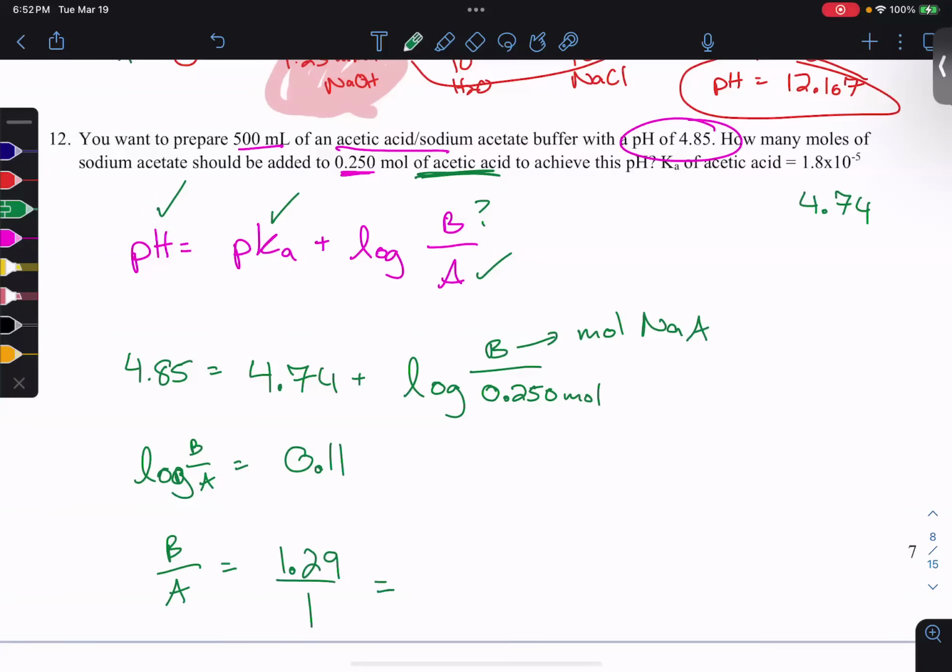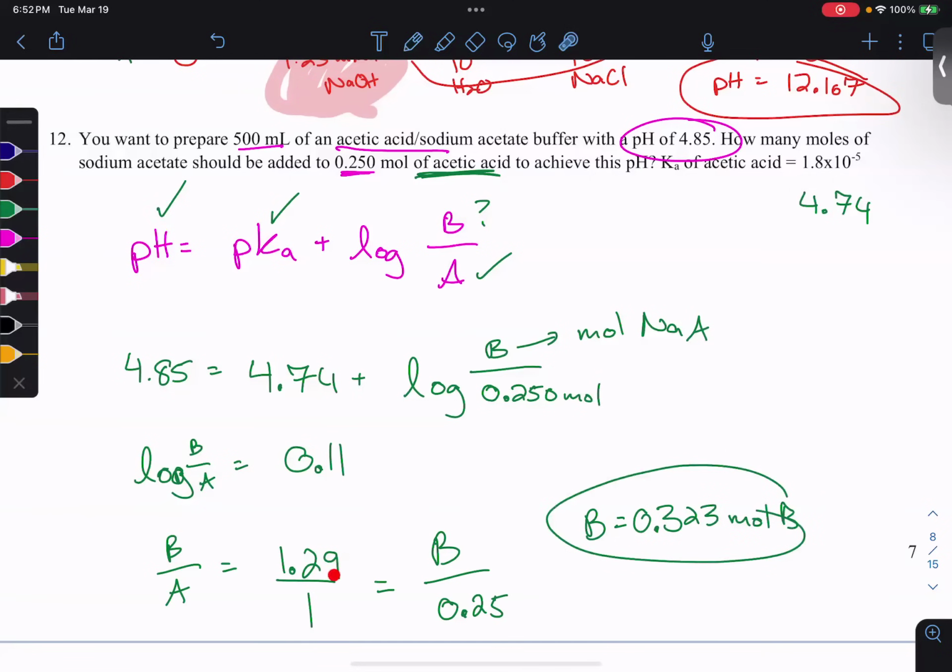So if you just use a ratio, base over acid, where we know acid is 0.25, for the base we need to add a little bit more, 0.323 moles of base. That's how we achieve a base to acid ratio of 1.3, right? This question is straightforward, because I give you HA, I just ask you A minus.